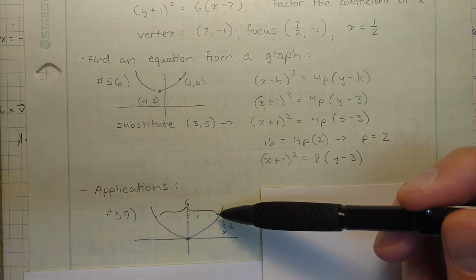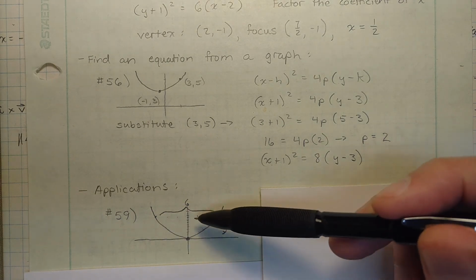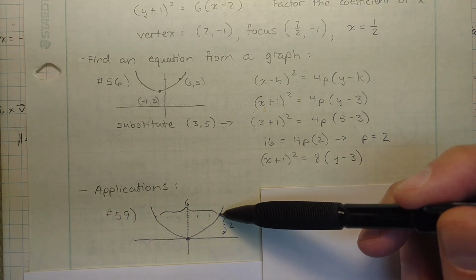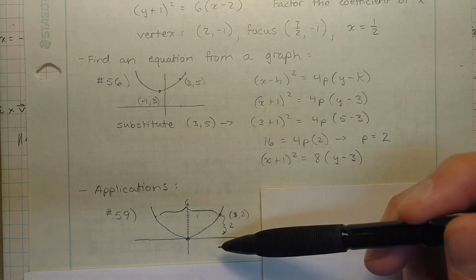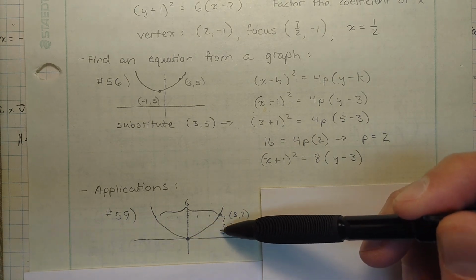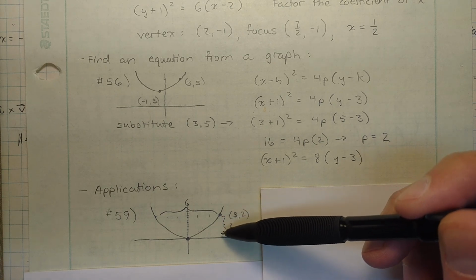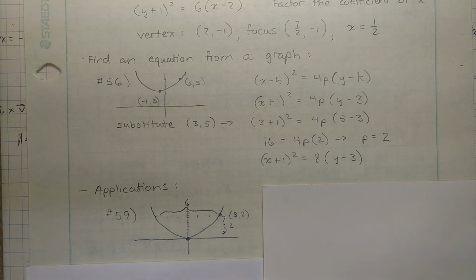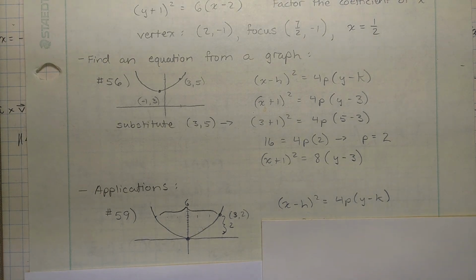Because if this has a width of 6, it will be 3 away from the y-axis. So the x-coordinate will be 3. And if this has a depth of 2, and the vertex is located at the origin, then I know this is going to have a y value of 2. So I can go ahead and do just like I did on 56. I'll start with my vertically opening equation, put in the origin for my h and k, and then I'll simply substitute in 3 for x and 2 for y and solve for p.